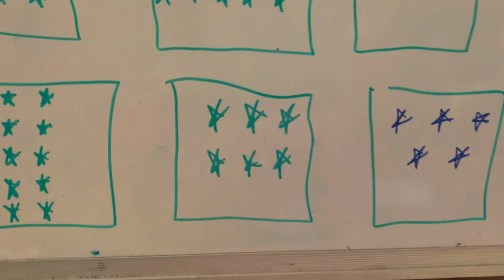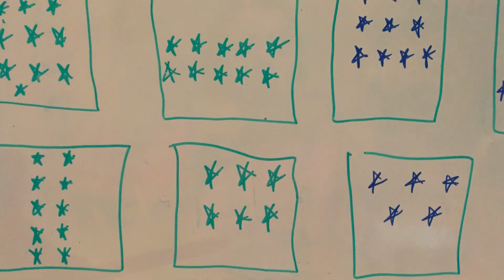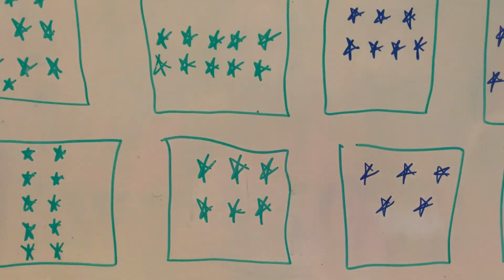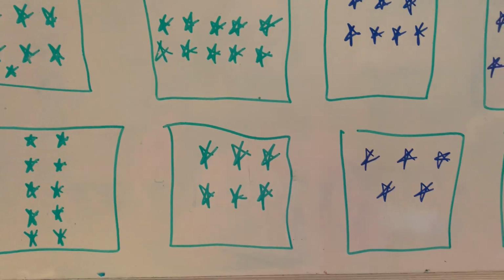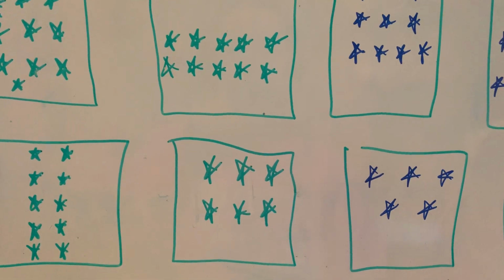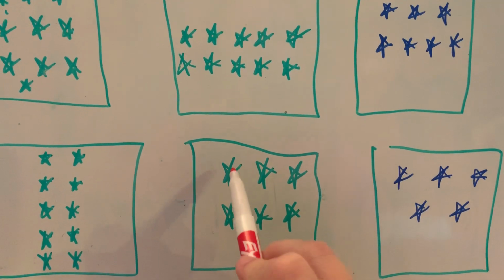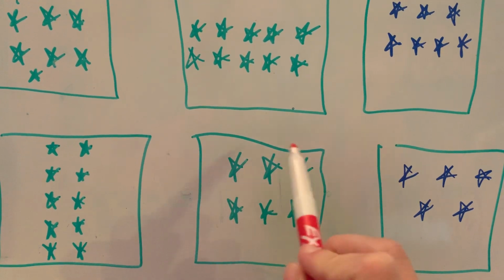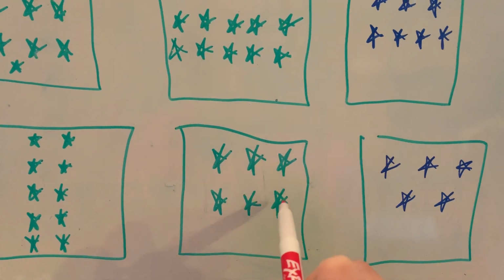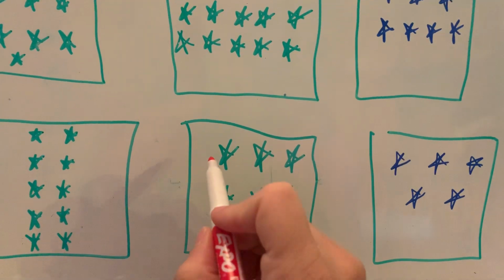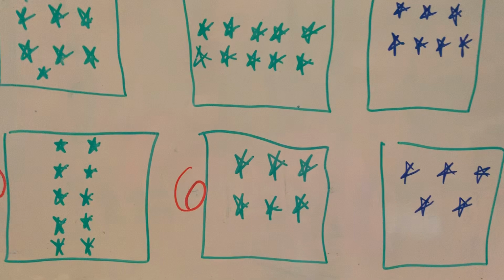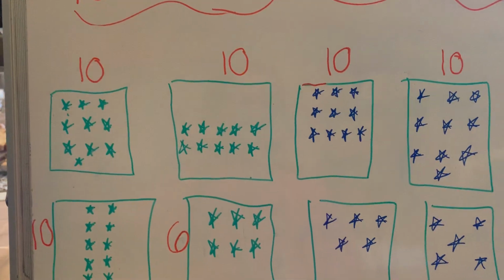Okay, let's go down to this next one right here. Tell me by just looking at it, does this square have 10 stars? No, it doesn't. Let's count to see how many stars it has. Count with me, please. 1, 2, 3, 4, 5, 6 stars. So this one does not have 10 stars.